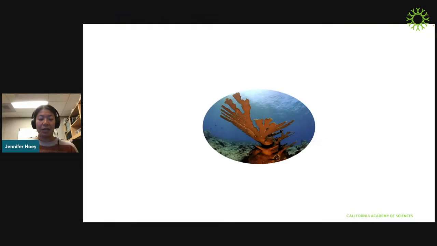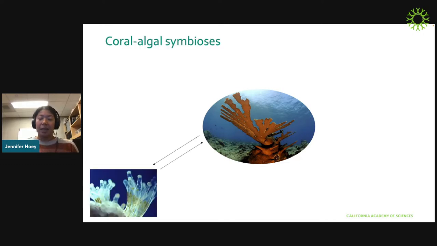And so when we think about coral reefs, the major building blocks of coral reefs themselves are the corals. And so corals are cnidarians, which are related to jellyfish and sea anemones. And typically, they are colonial, so they are made up of many organisms, many individuals that form a colony and that have a calcium carbonate skeleton around themselves.